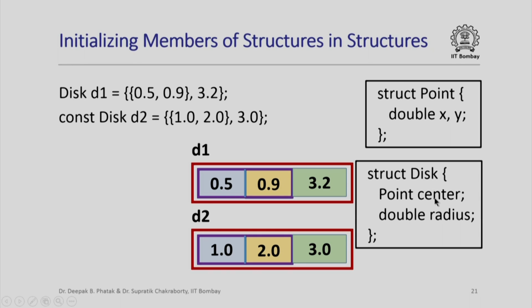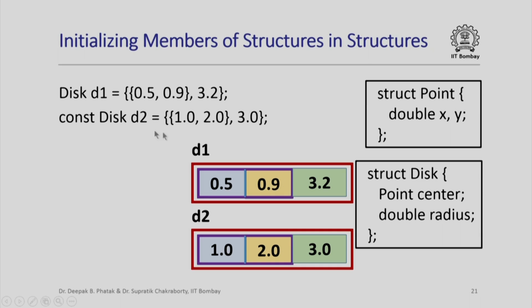So, the initial value of center can be specified by specifying the initial values of the members x and y, and that is exactly what happens here. So, 0.5 becomes the initial value of x in the member center of the object d1, 0.9 becomes the initial value of the member y in the member center of the object d1, and 3.2 is the initial value of the member radius of the object D1.